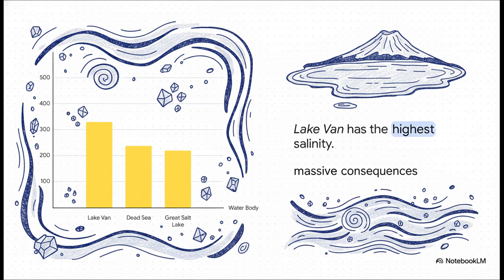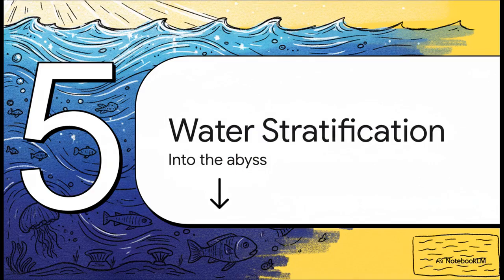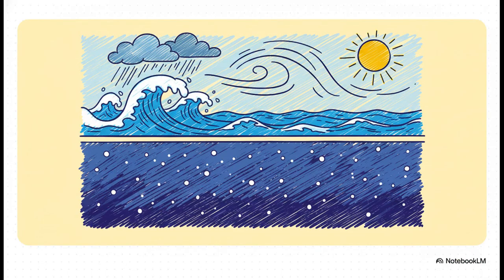But here's the thing, even out in the open ocean, much smaller differences in salt content have massive consequences. Let's move to and see how this all builds into our final section. Section 5. Deep water stratification. Let's take one final plunge into the abyss. Let's leave that chaotic, sunlit surface behind and plunge back down into the dark.